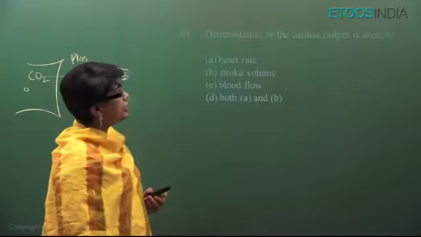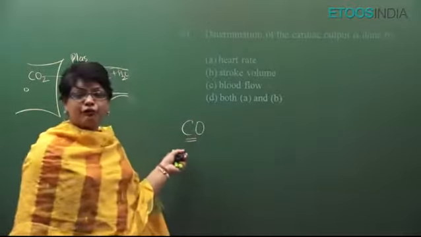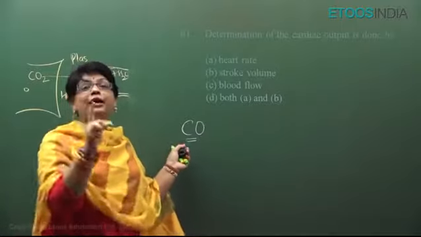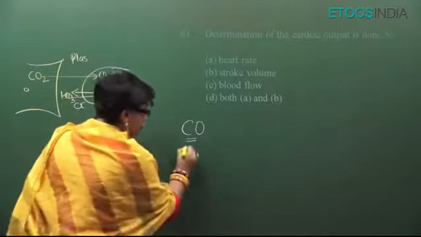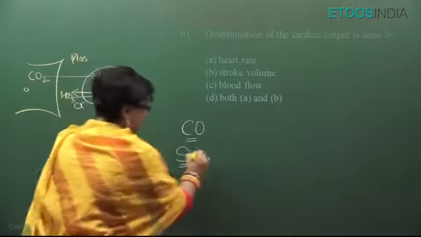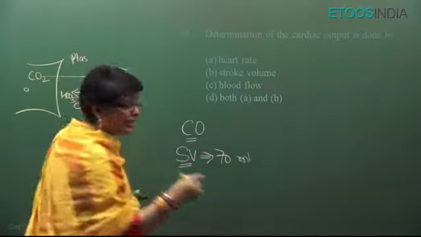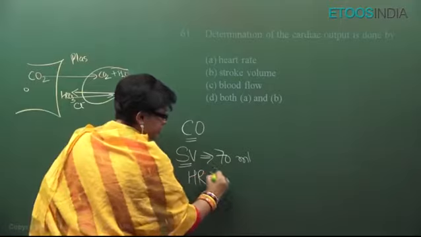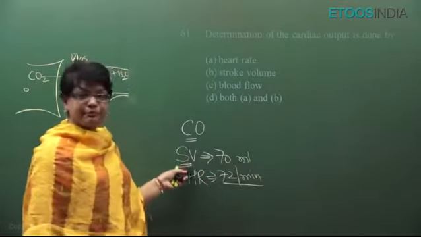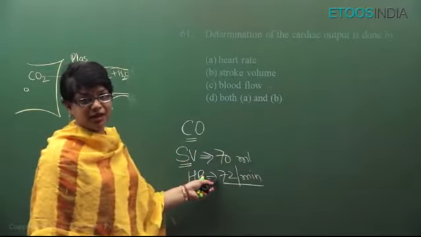Now, determination of cardiac output is done by, what is cardiac output? It is the amount of blood that is pumped out by ventricle in 1 minute. Stroke volume is in 1 beat how much blood ventricle is pumping. In 1 beat it pumps 70 ml and it beats 72 times per minute. This is the heart rate. So in 1 minute how much will it pump? 70 multiplied by 72, almost 5 liters per minute is the cardiac output.